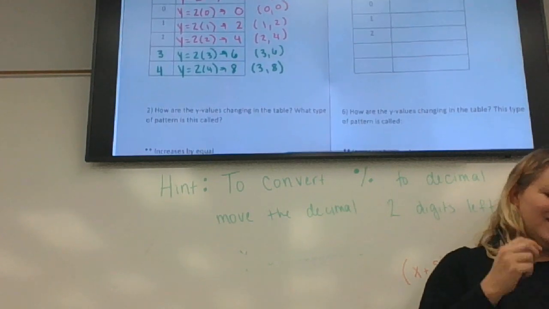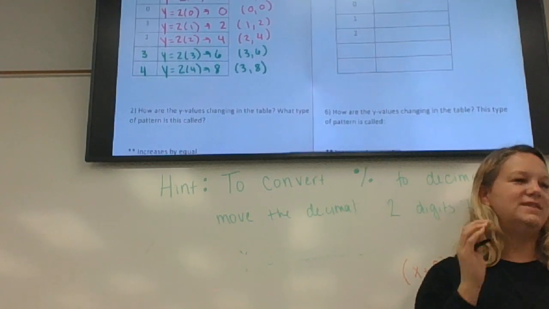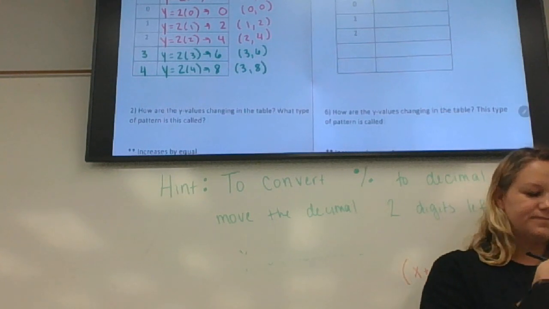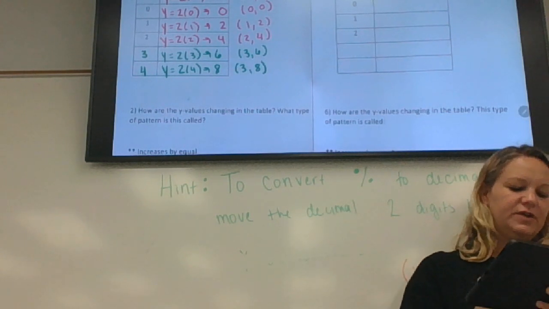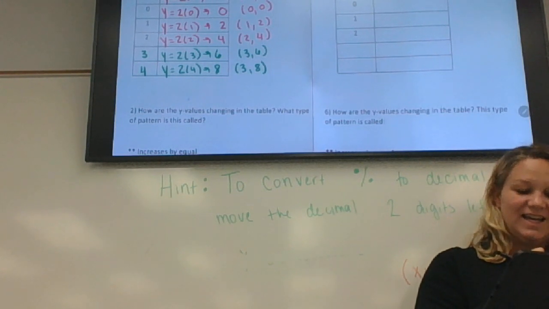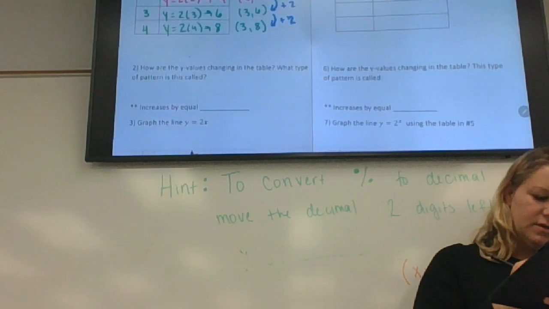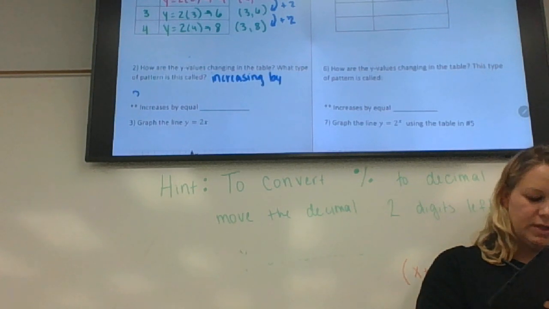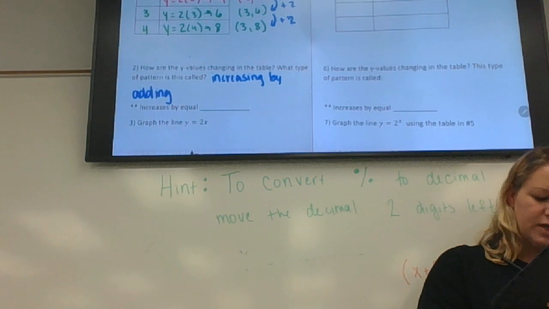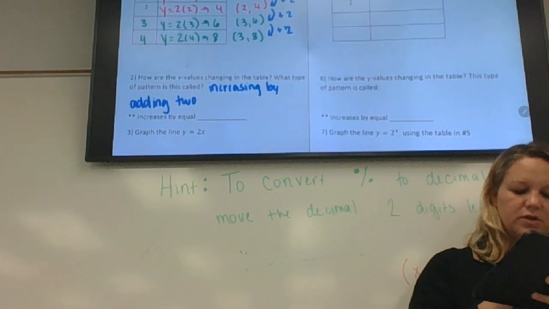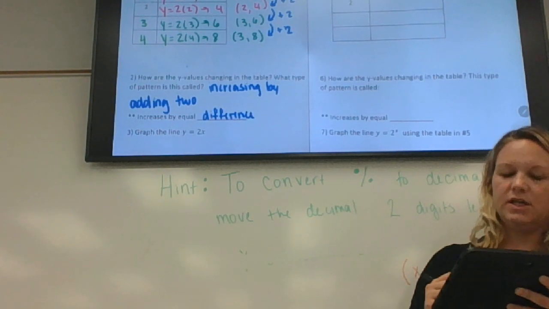Okay. Alright. How are the y values changing? Was anybody able to answer number 2? Yes, Kalia. These are going up 2 every time. Increases by equal... I don't know what I meant to put there. Increasing. I'm going to actually say by adding, to really put a lot of description here. Those are called equal differences. The difference between each one is 2.